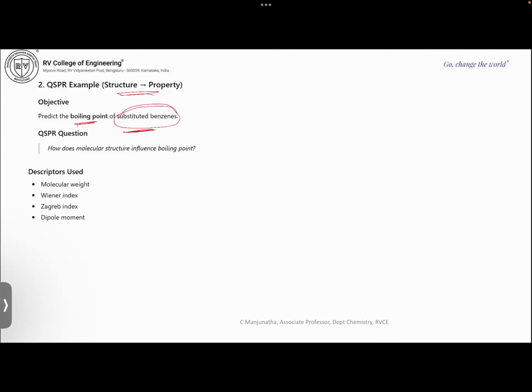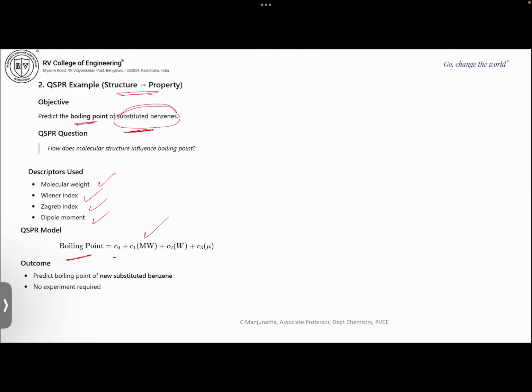For this, the descriptors used are the molecular weight of the substituted benzene, which is also a number, then the Wiener index, Zagreb index, and also the dipole moment. All these parameters or values are considered as input. Then the QSPR model: the property, the boiling point, is equal to C0 plus C1 into the molecular weight, the first descriptor, C2 into the Wiener index, C3 into the dipole moment. These are the regression coefficients.